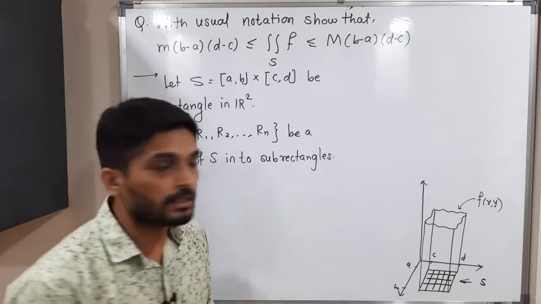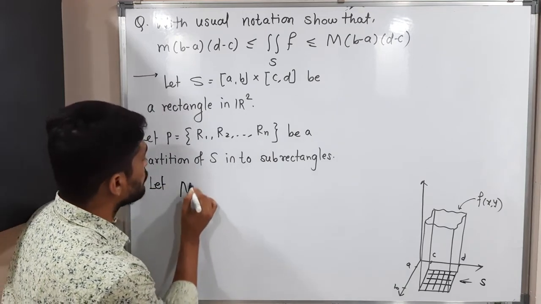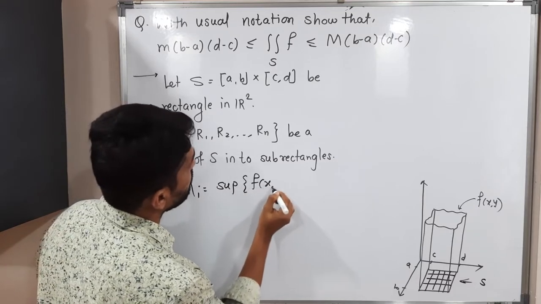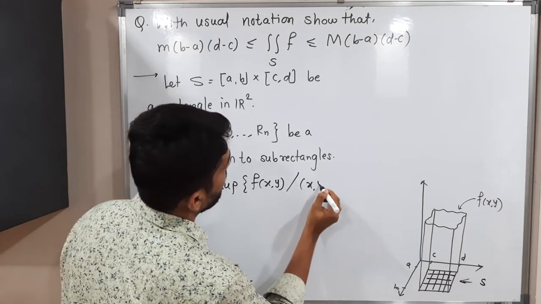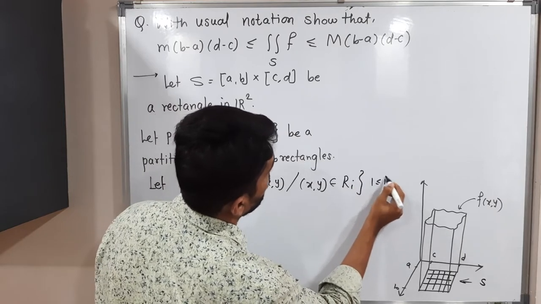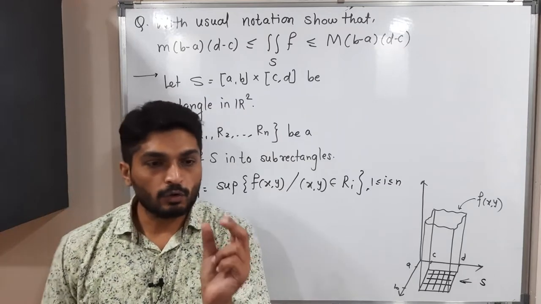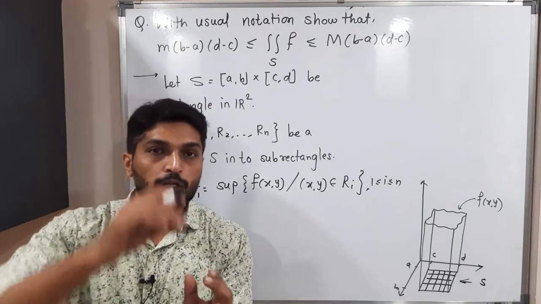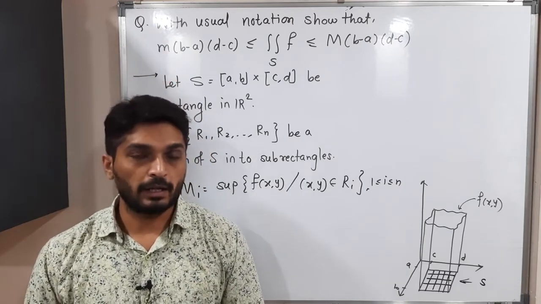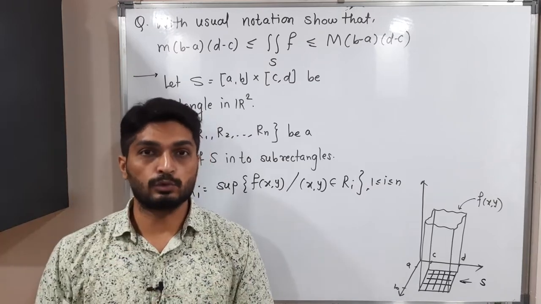After that, we are defining capital Mi. Let capital Mi be equal to the supremum of f of xy, where xy belongs to Ri, for i running from 1 to n. For each i, we have defined this capital Mi. So that means for each subrectangle, the function will have some maximum value, that is nothing but capital Mi. And for each subrectangle, the function will have some minimum value also, that will be small mi.